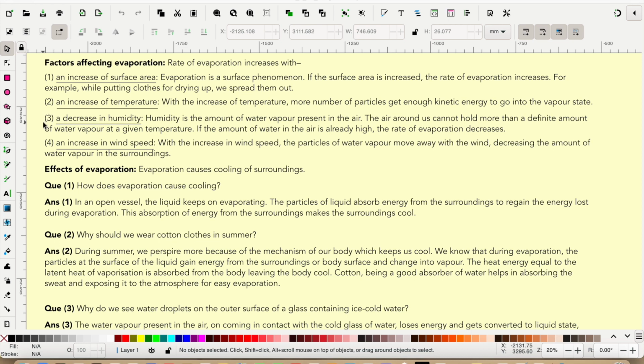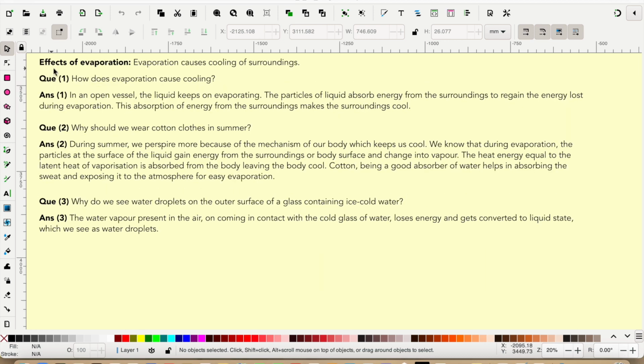Humidity means the amount of water vapor present in the air. If humidity is more, air cannot hold more water vapor at a given temperature, so the rate of evaporation decreases. If the wind speed is more, water particles move away with the wind, so the rate of evaporation increases. Evaporation causes cooling. Particles of a liquid absorb energy from the surroundings and get evaporated, making the surroundings cool.